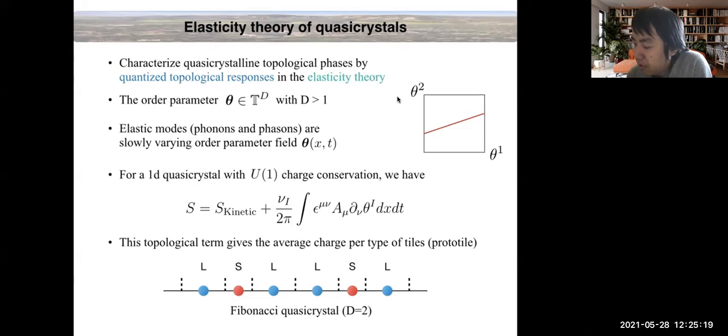Below I show an example, which is called the Fibonacci quasicrystal. It can be understood in this tile picture as an arrangement of two types of tiles, which I call long tiles and short tiles. And this invariant corresponds to a picture where you can bind the U1 charge independently to these long tiles and short tiles. In this case, there are two types of tile, so you have two different invariants.